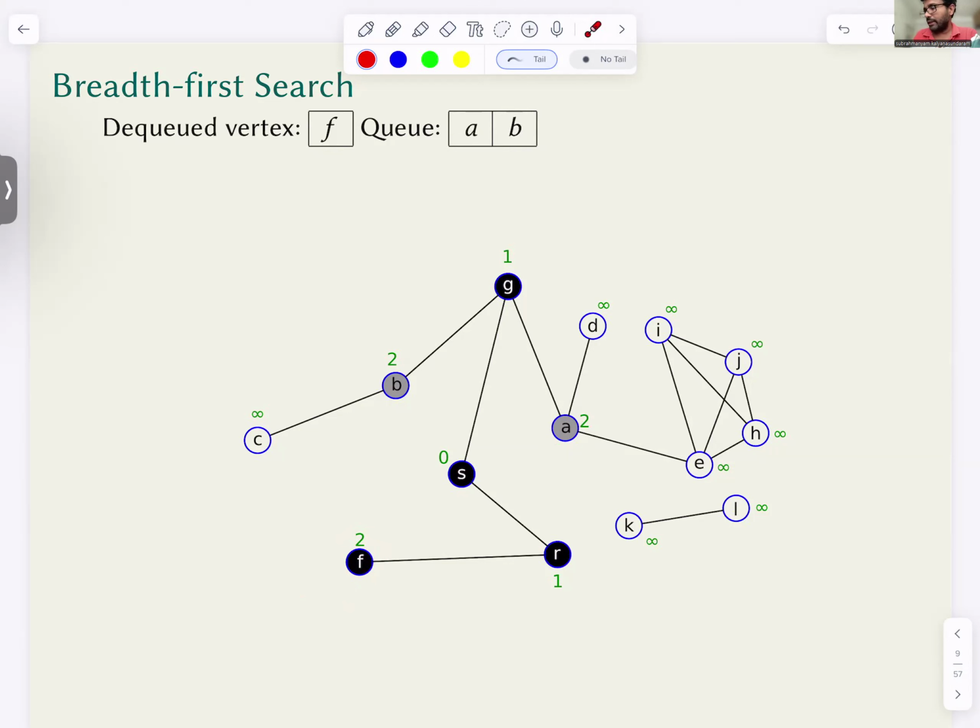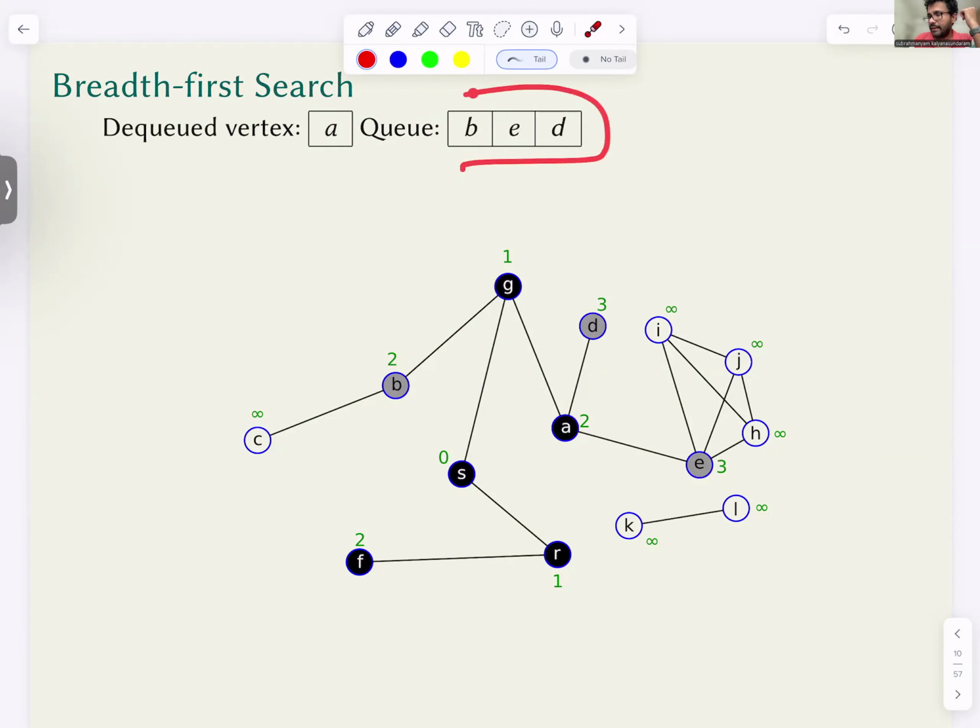Right. So now the next one that will be DQ'd is A, because that is at the head of the queue. And which are the vertices that will be discovered? D and E. And what are the D values? Both of them will have D value 3, right? So A will be DQ'd, so A is black. Now E and D are NQ'd, so both of them have gray color, and both will have D values 3. So A is DQ'd, and E and D are NQ'd.